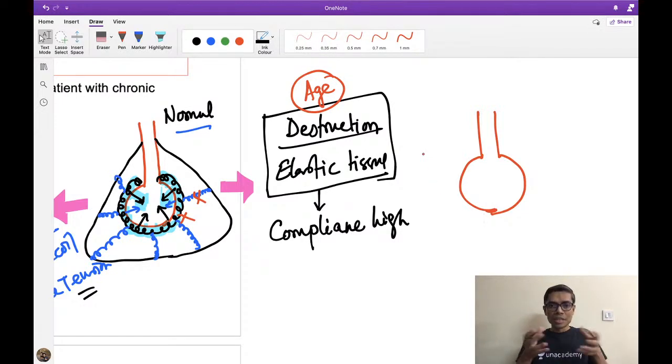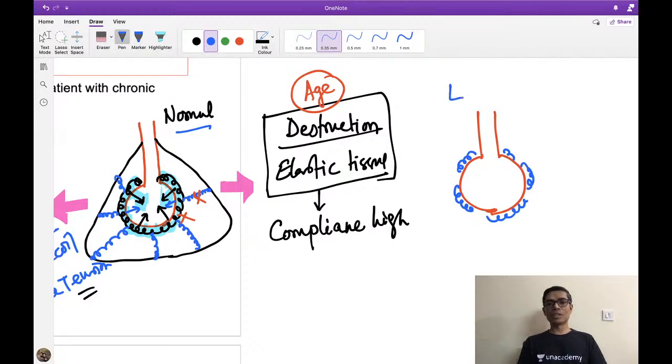Alveolar size is going to increase more and more, and ultimately a point will be reached where some of the alveoli are going to be ruptured like this, and whenever the alveoli are ruptured, along with that the elastic tissue is also ruptured. So this is the basic pathology of an emphysema patient: there is destruction of the elastic tissue, because of which what is going to happen? There will be less elastic recoiling force.